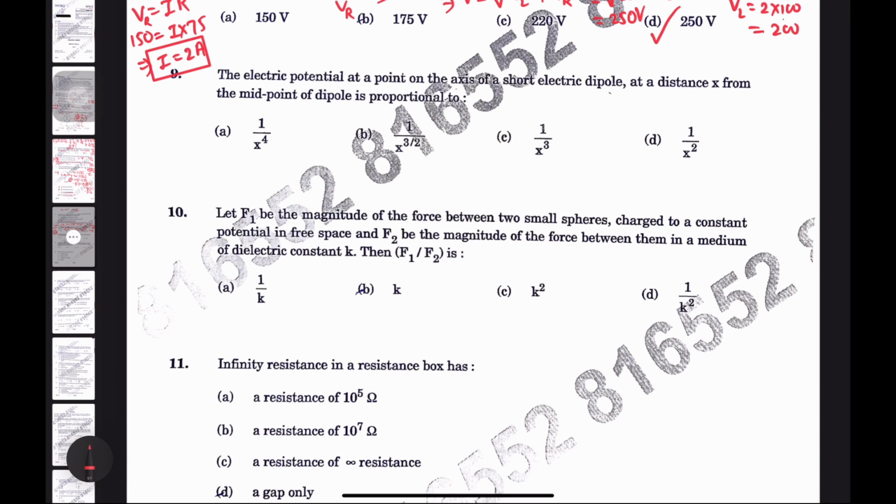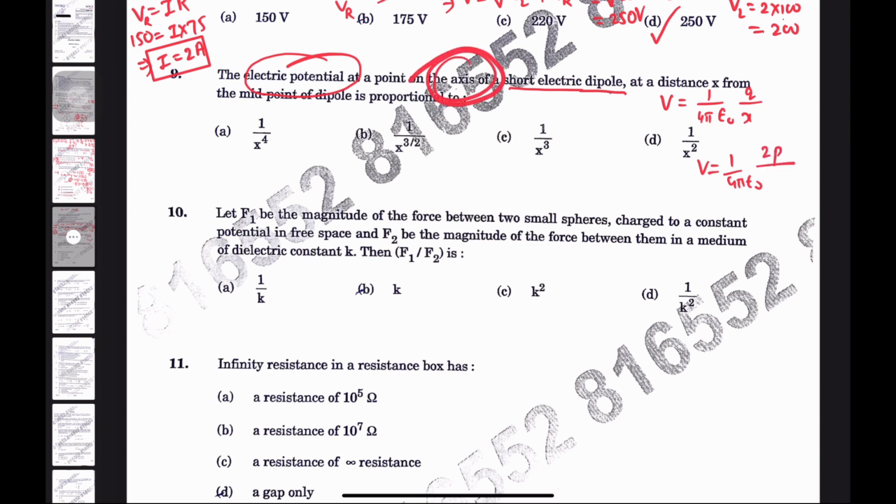Now, the ninth question: the electric field at a point on the axis of a short electric dipole at a distance x from the midpoint of the dipole is proportional to. Here we have a short electric dipole, and we have to find the value of electric potential. For the electric potential V, we know the formula V is equal to 1 upon 4 pi epsilon naught q upon x. But when it comes to the potential of the dipole, the formula turns out to be 1 upon 4 pi epsilon naught, and on the axial line, the formula is 2p upon x square. That means V is inversely proportional to x square.